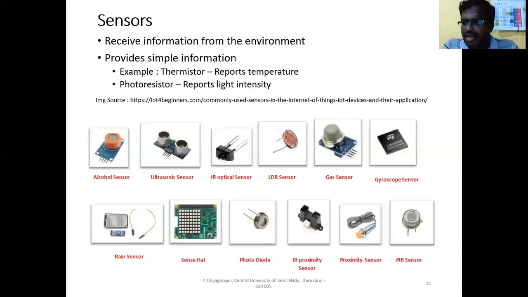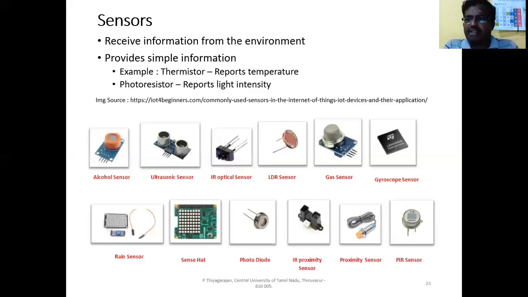Next, we have the gyroscope sensor, which will tell the orientation of an object, whether the object has been placed horizontally or vertically, or is tilted, and the velocity at which it is moving. For example, if there's a train moving, then I have a gyroscope sensor.